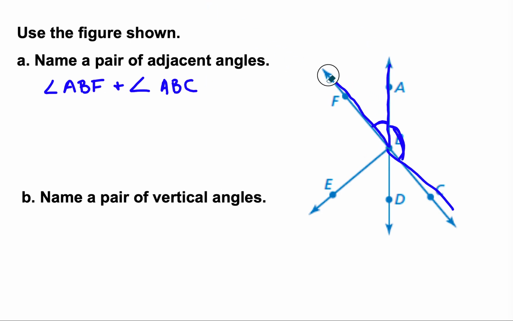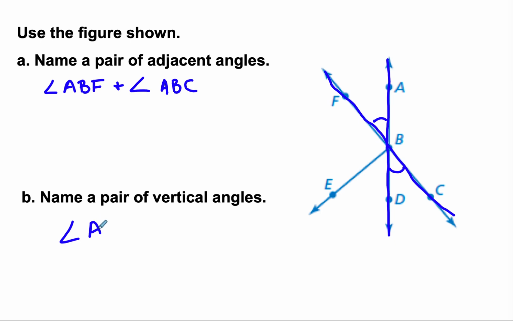All right, now we're going to name vertical angles. So I'm going to erase what I've done. And now I'm going to look at 2 full straight lines. I see one full straight line here that has the letters A, B, and D on it. That's one line. Here's another line, has the letters F, B, and C on it. The vertical angles are across from each other. So I'm going to pick these 2 as being vertical.